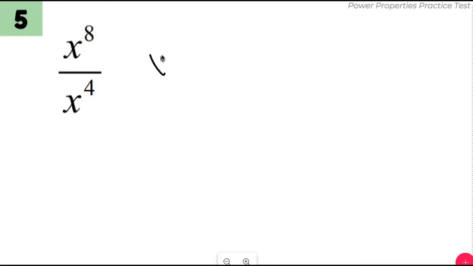Here, this is a simple one. We have the quotient property. It means I'm dividing the same base. I can subtract my exponents, and you get x to the fourth power.